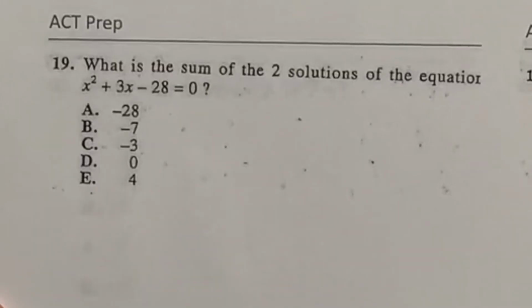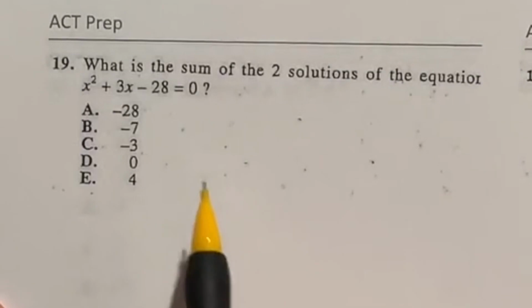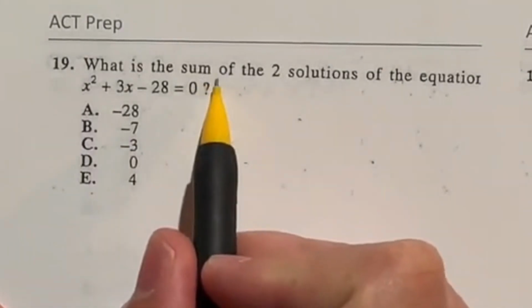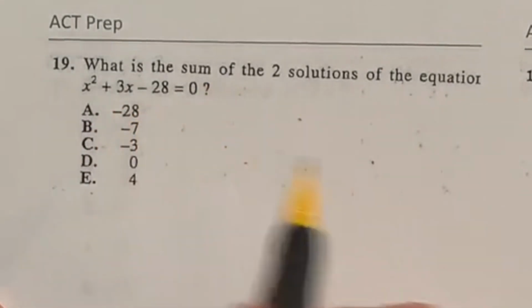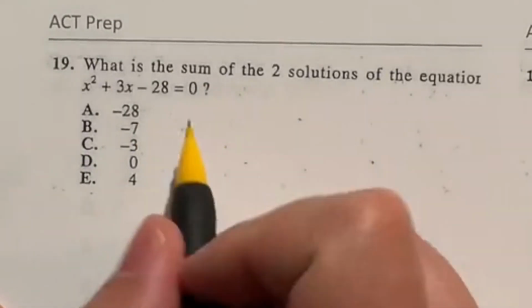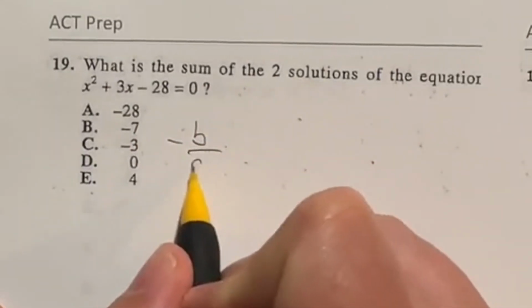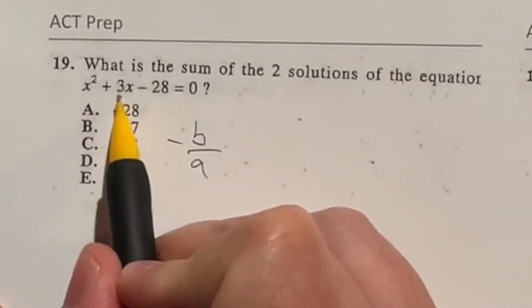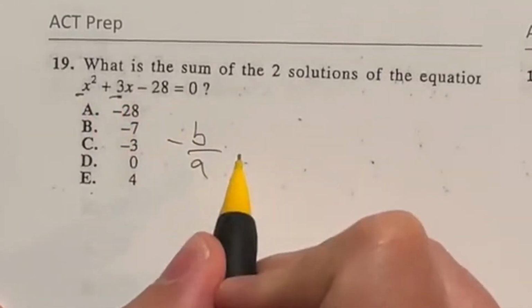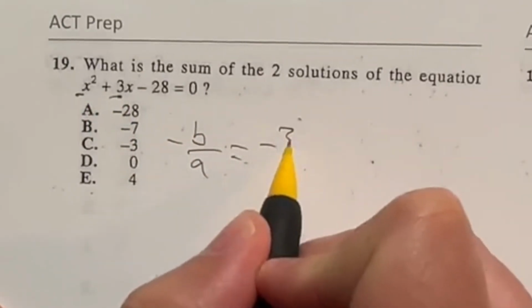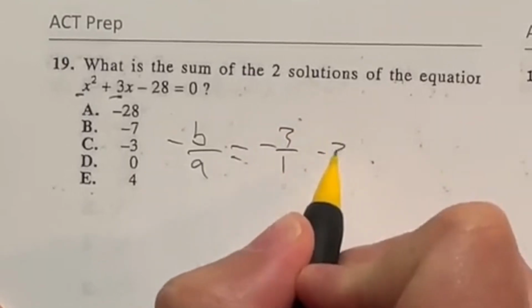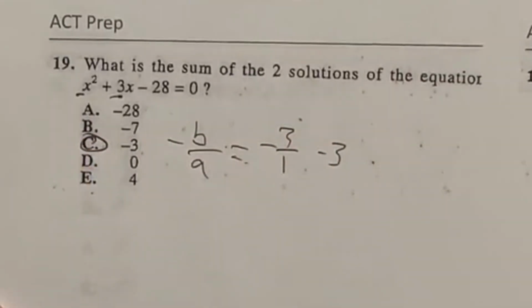I hope you've been watching because we're going to use the same trick that we did the other day, which is if you need to find the sum of two solutions of an equation like this where you would typically factor, you can just do negative b over a. In this case, the b is the 3, a is 1, so that means that our answer here is going to be negative 3 over 1, which is also just negative 3. So our answer is C.